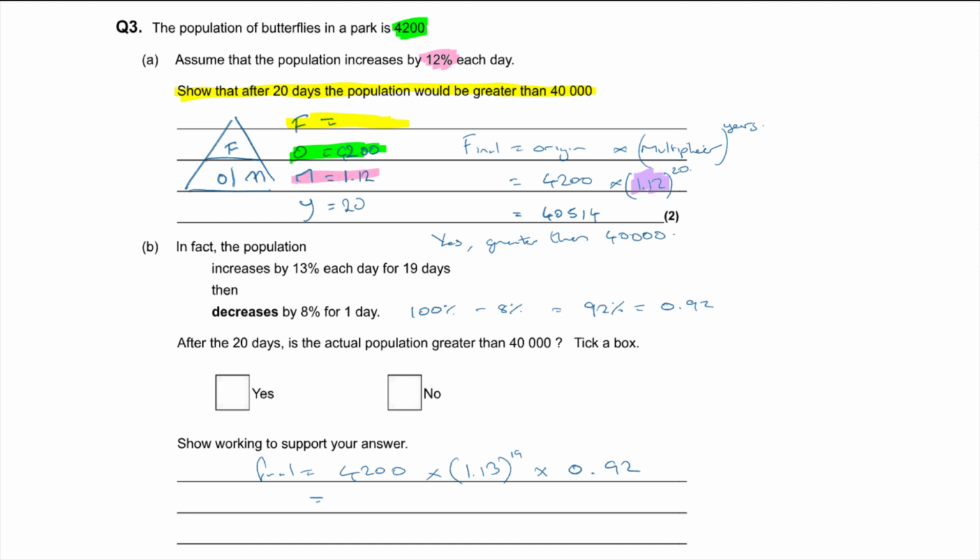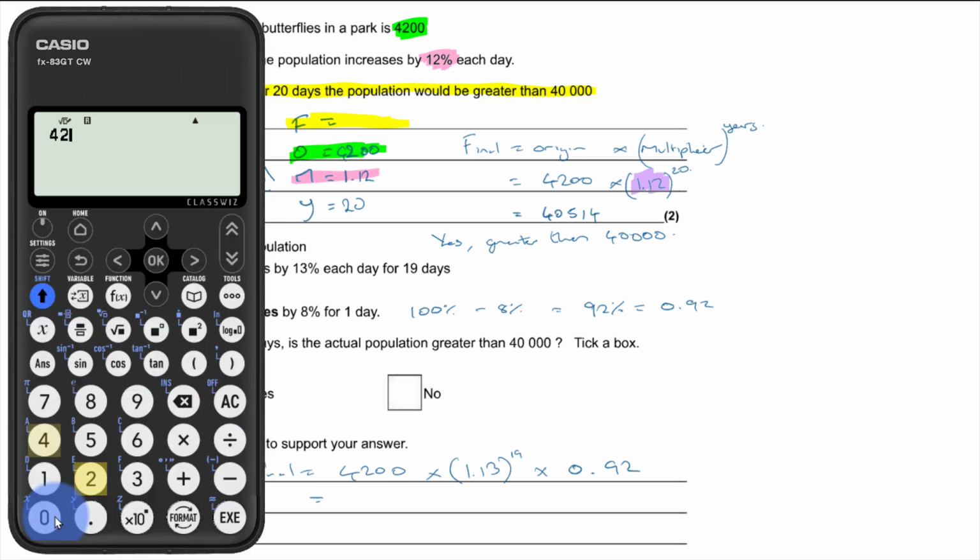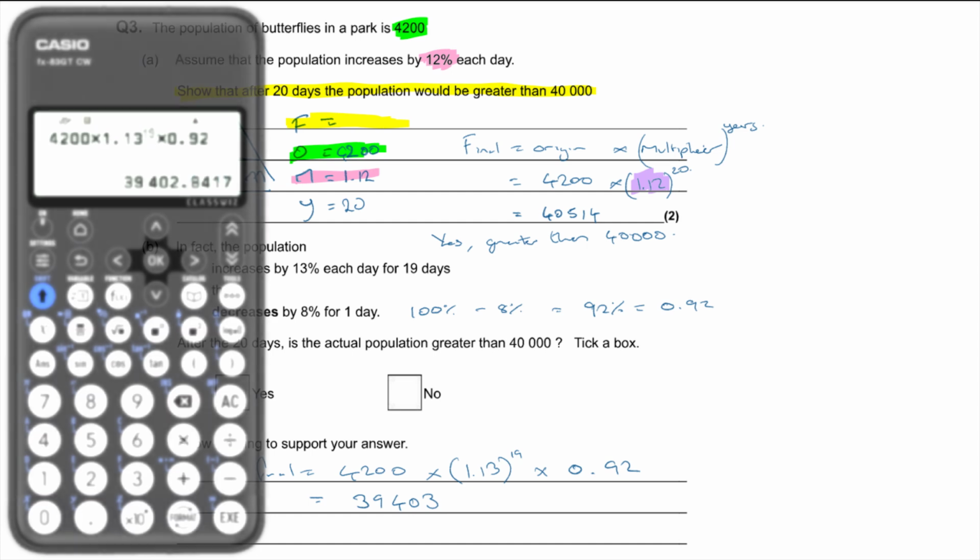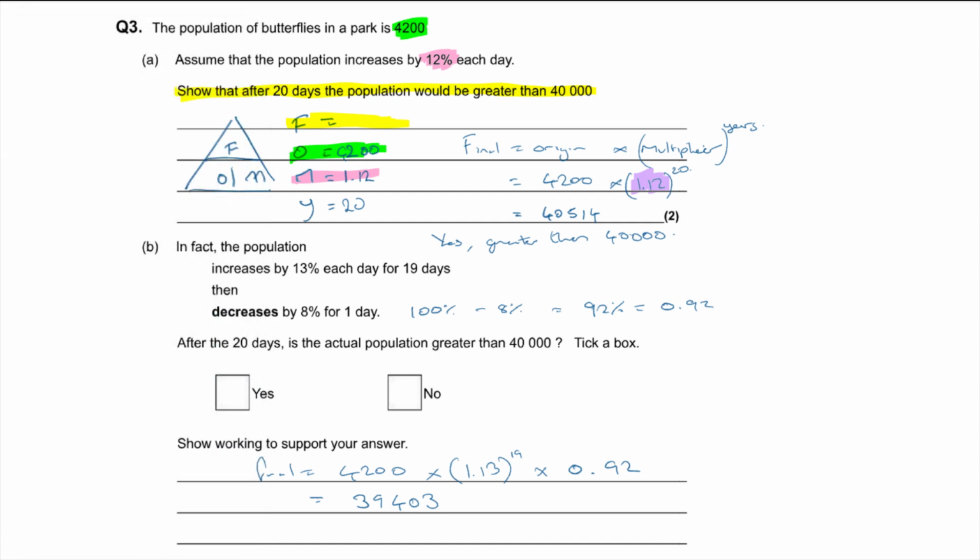Is it still going to be greater than 40,000? So let's find out. 4200 times 1.13 to the power of 19, and then times that by 0.92. Okay, it's slightly less, isn't it? So that is 39,403 after rounding, so that's 39,403 butterflies. So is the actual population greater than 40,000? No, it is not. Slightly less.